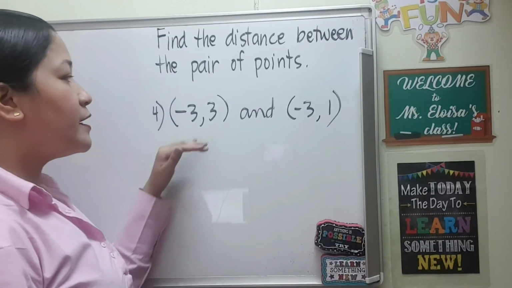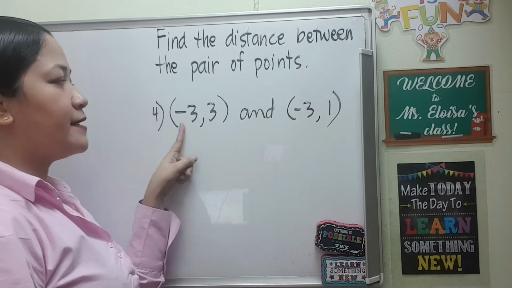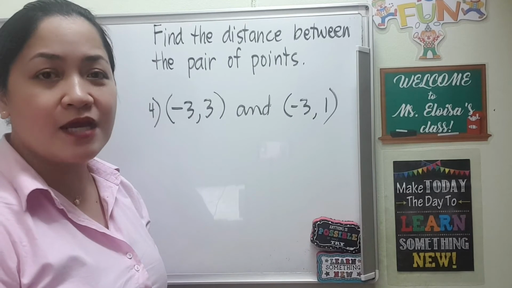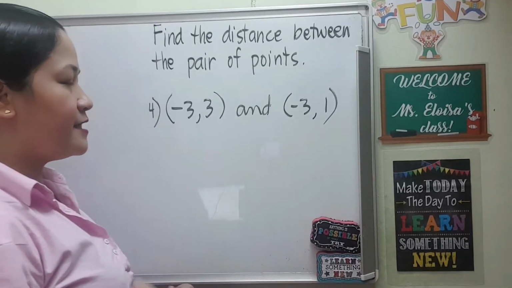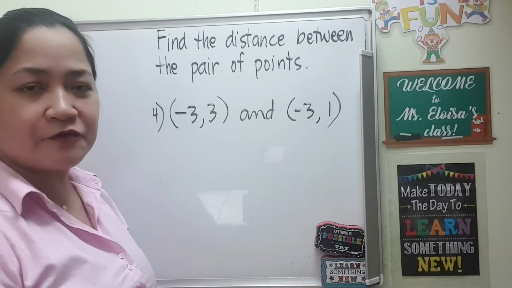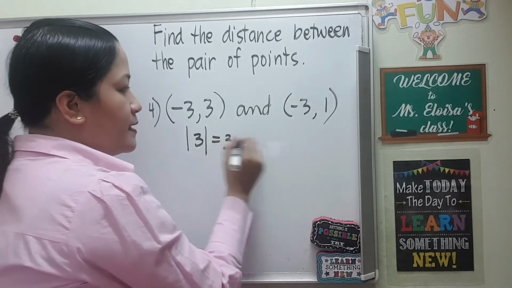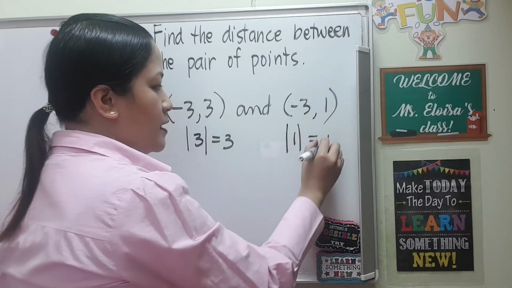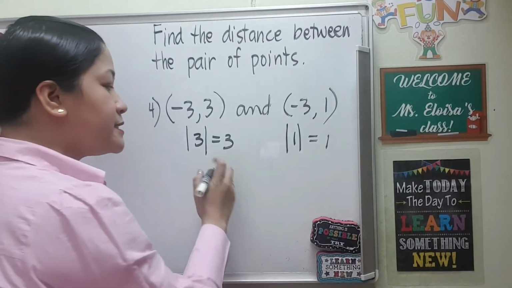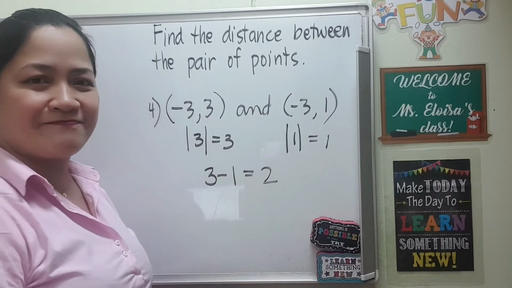Number 4, we have negative 3, 3 and negative 3, 1. So we have here negative, positive, negative, positive. That means the points lie on the same quadrant. And then, the x coordinates are the same. We will be using the y coordinates for the distances. So, absolute value of 3 is 3. And then, absolute value of 1 is 1. Since they lie on the same quadrant, that means we will subtract their distances, giving us 3 minus 1, that is 2 units. And that's it.